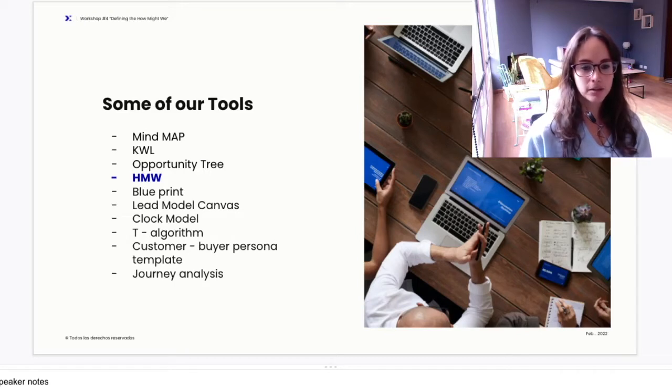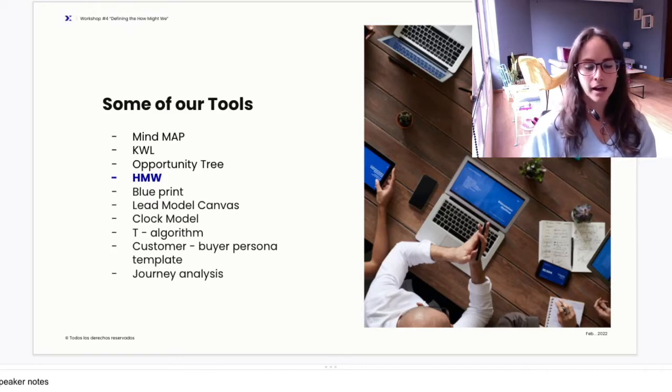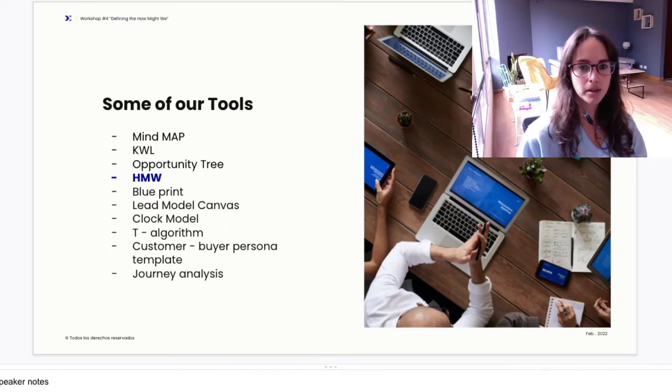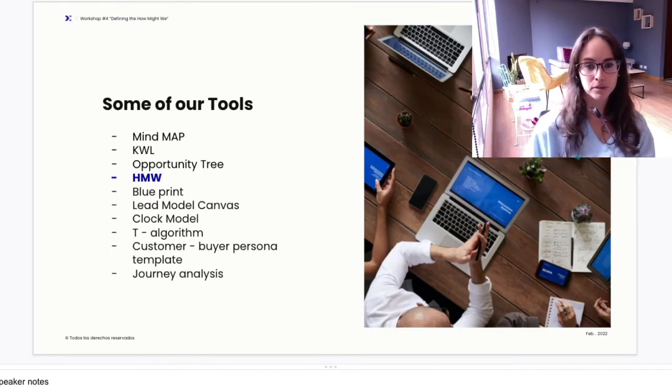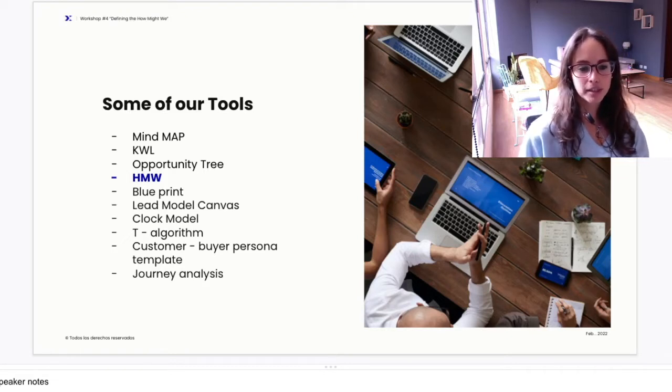In the last 3 workshops, we did a complete mind map and the KWL workshop: what we know, what we want to know, and what we learned. We also did the opportunity tree tool, where we defined and really went into the detail of all the opportunities that we obtained in the mind map and in the KWL tools. And now we're going to structure and pull down all these ideas into the specific how might we.